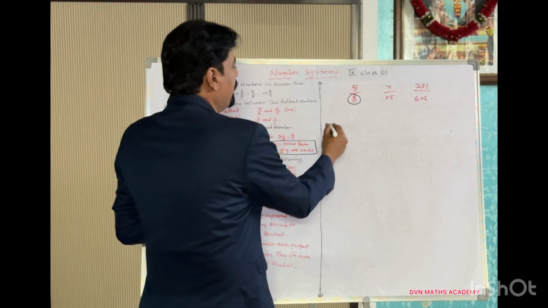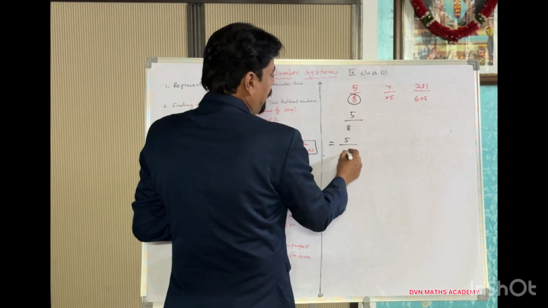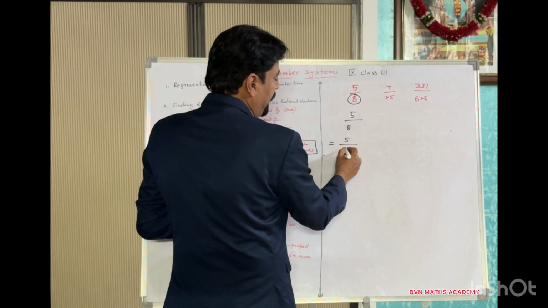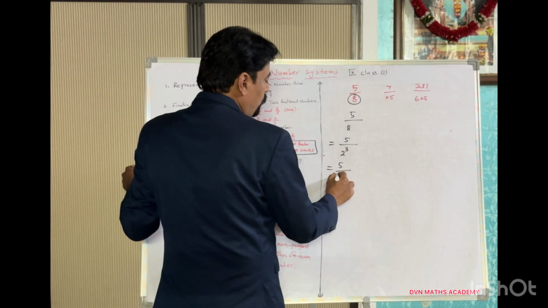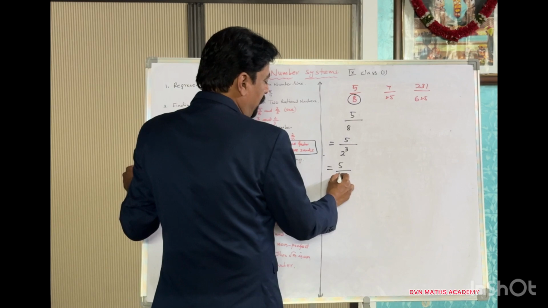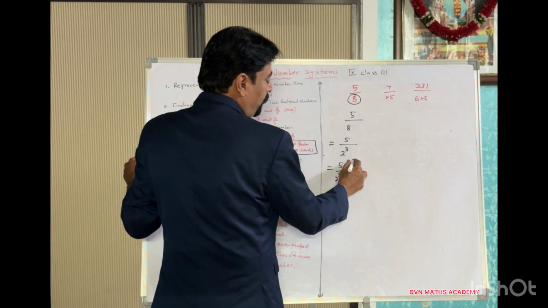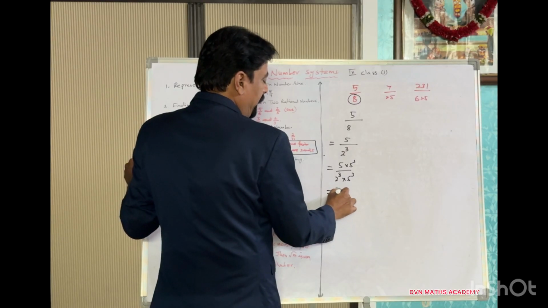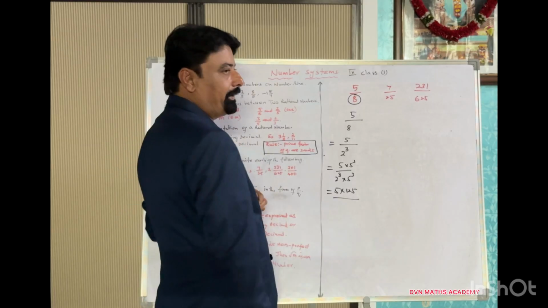How? You see, this is 5 by 8, then it will be written as 5/8. The prime factorization of 8 is 2 to the power of 3. What I am doing here is, 5 by 2 to the power of 3, I am multiplying both the numerator and denominator by 5 to the power of 3. So 5 into 5 to the power of 3 is 125. This is 2 to the power of 3 and 5 to the power of 3.